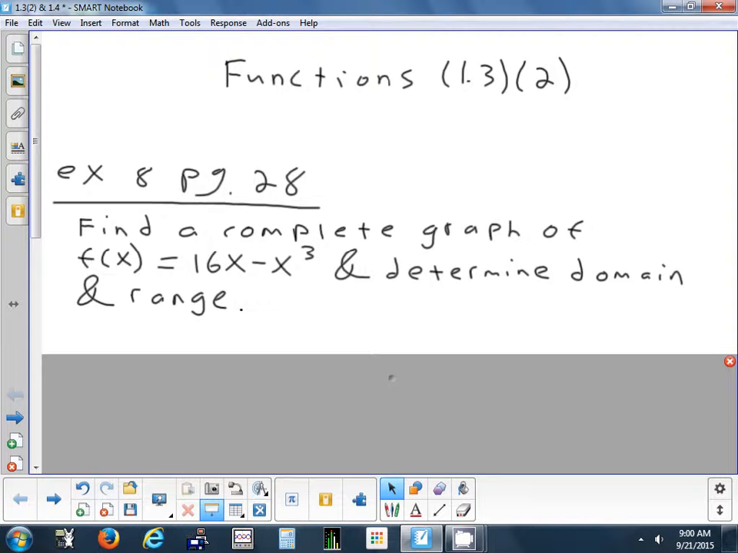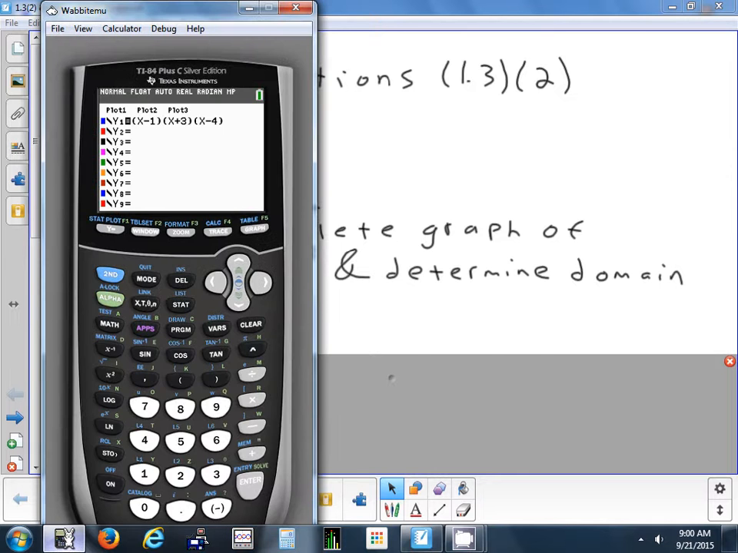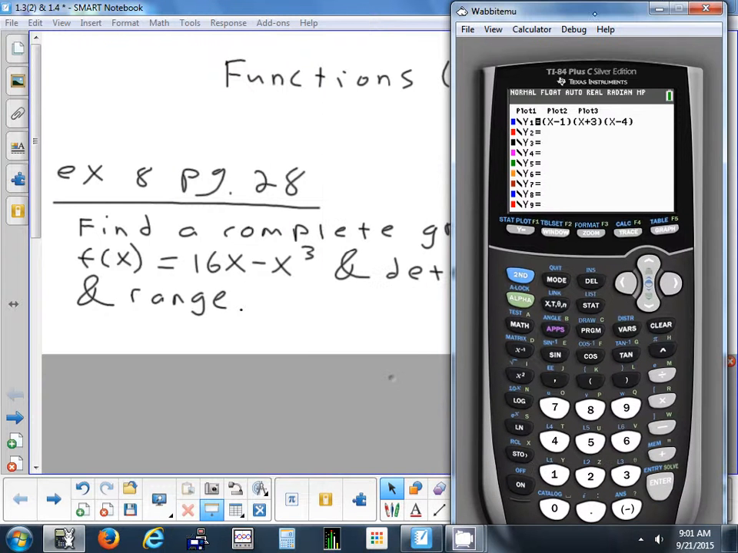Okay, so first thing I want us to do here is graph y equals 16x minus x cubed, and then find the domain and range. All right, so let's type that in. So first thing you're going to do is, after you turn it on, go to y equals. Type in 16x, and then minus x cubed.